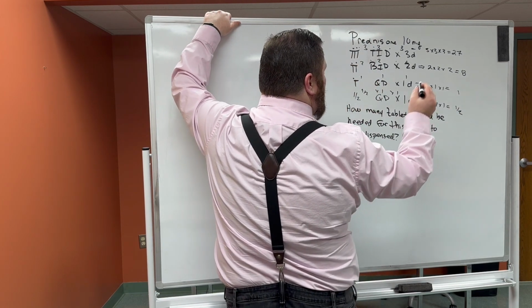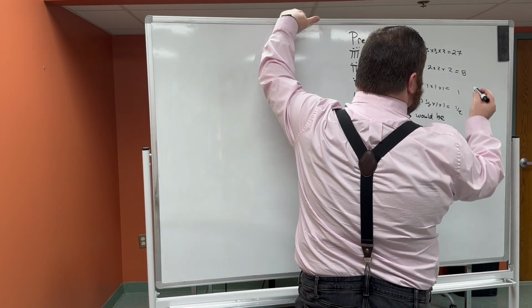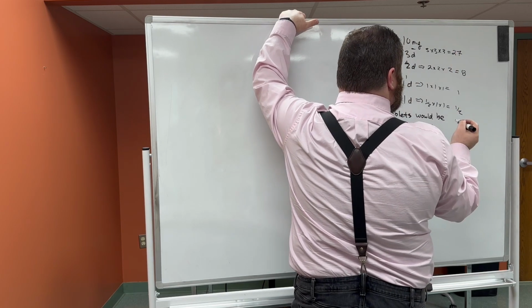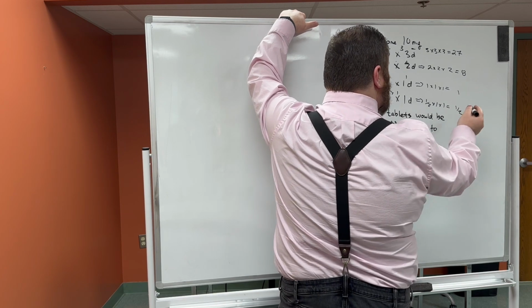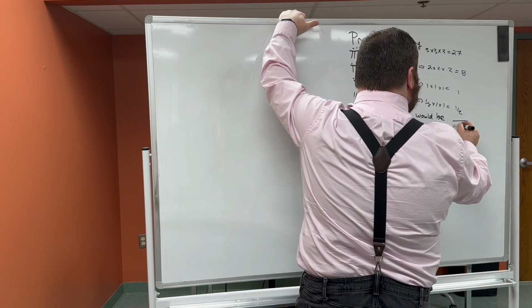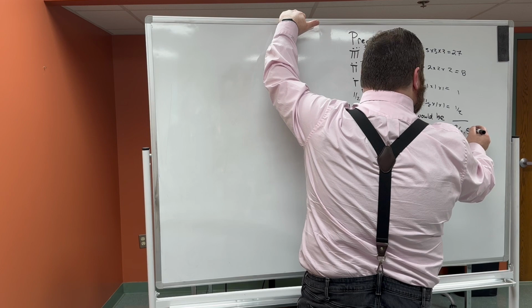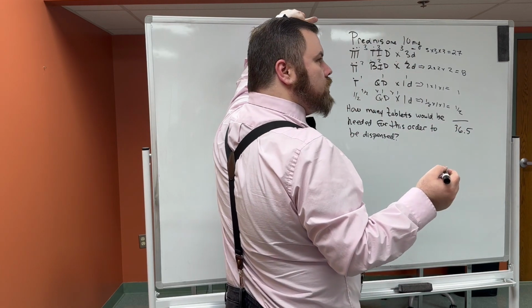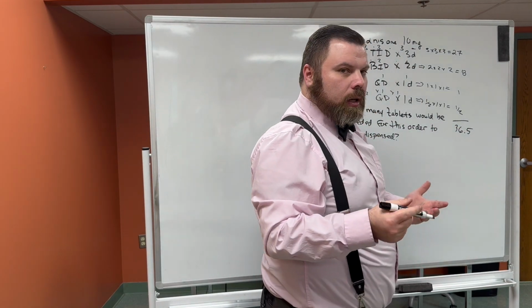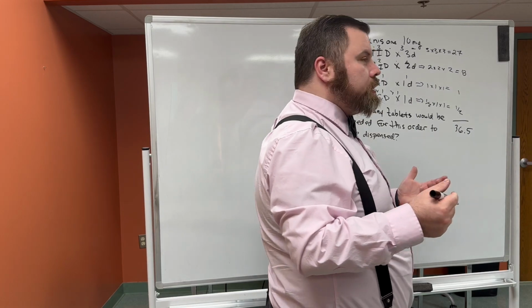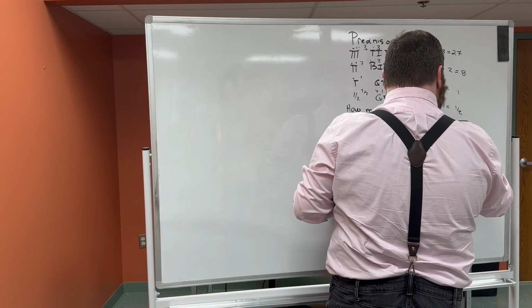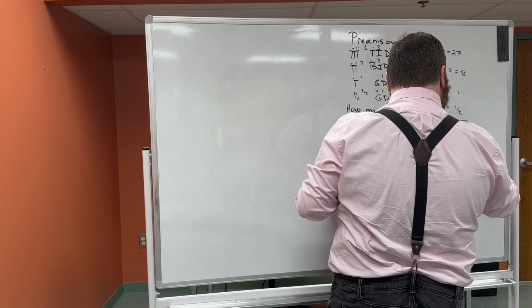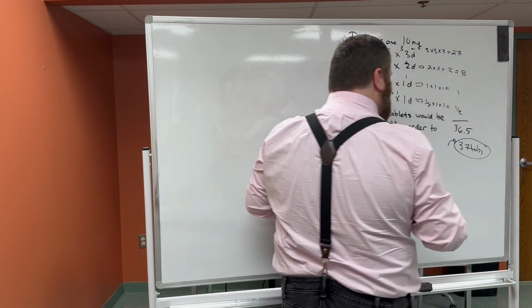Adding this together, 8 plus 27 gives us 35, plus 1 gives us 36, plus a half gives us 36.5 tablets. But you can't just dispense half a tablet unless you cut it in half. Sometimes in pharmacy we actually round up. So this can be rounded up to 37 tablets. And there you have it.